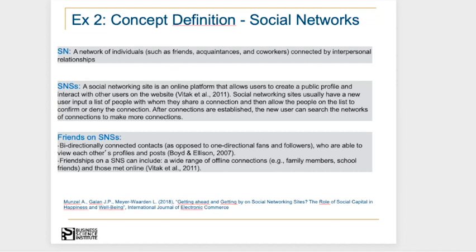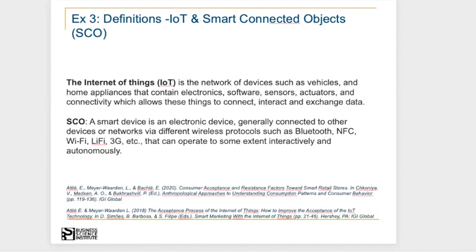Another example, example 3, in the research we published about IoT and smart connected objects with one of my PhD students. You have the references in the lower part of the slide. So it was about smart connected objects and IoT. We defined first that the IoT is the network of devices such as vehicles and home appliances that contain electronic software, sensors, actuators, and connectivity, which allows these things to connect, interact, and exchange data.